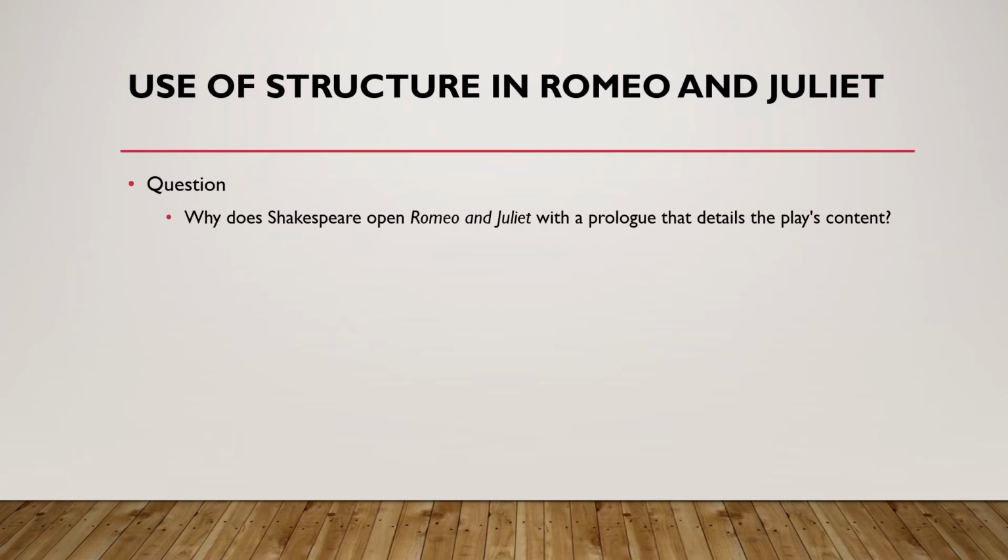So then, let's have a look at this question. Why does Shakespeare open Romeo and Juliet with a prologue that details the play's content? If you've not read the play yet, then effectively what happens is it opens up and it talks about the tale of fair Verona, where there's these two warring households who've been fighting for as long as anyone can remember. No one really knows why they're fighting, and it goes through some of the details about why these people really don't get on.